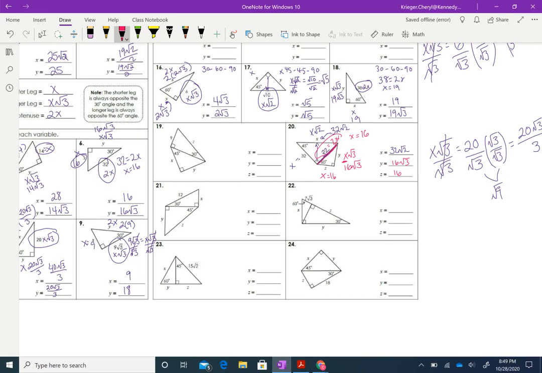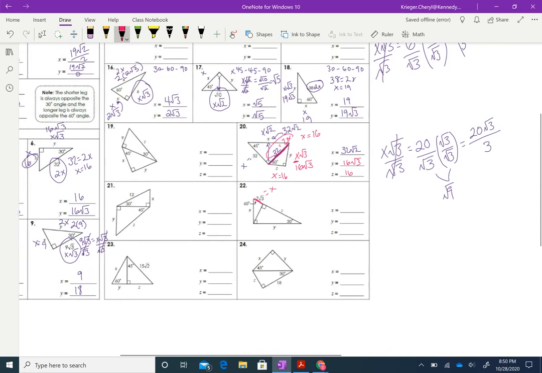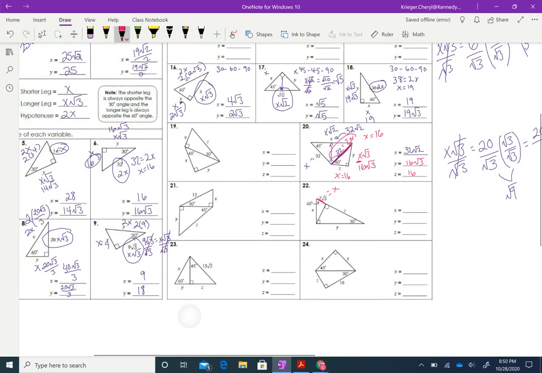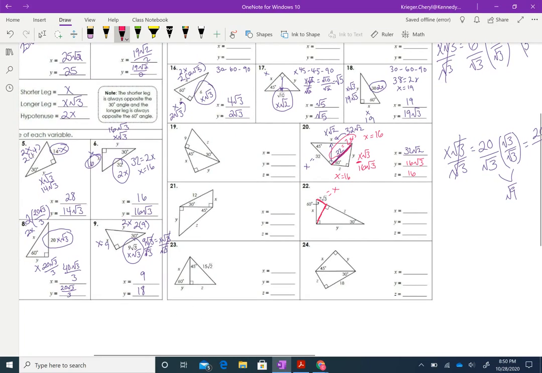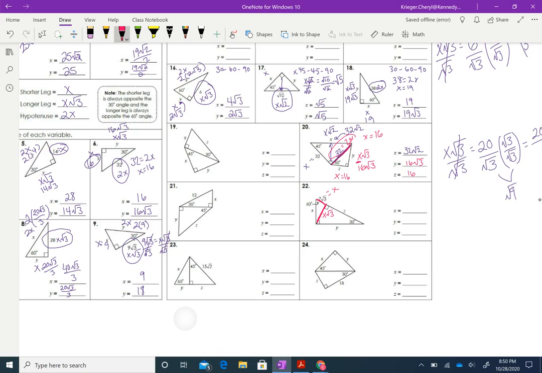Okay, number 22. So they only give me one tiny side length of my 30, 60, 90. But thankfully they give me the shortest side is x. Okay, that's what I like, 7 root 3. So if I'm labeling my other sides, this shared side is x square root of 3, and my hypotenuse is 2x.